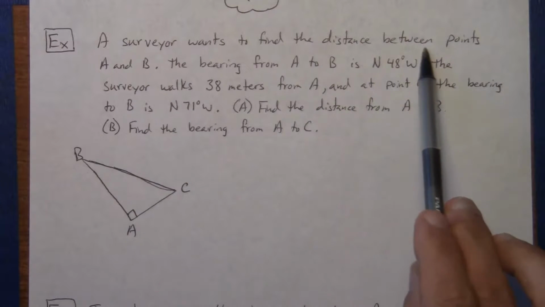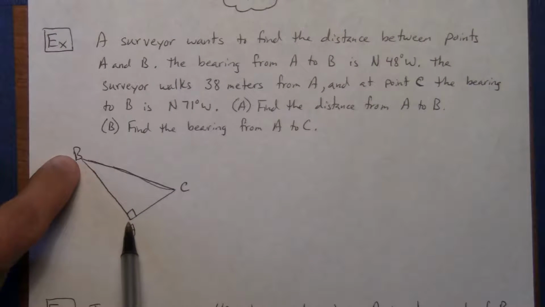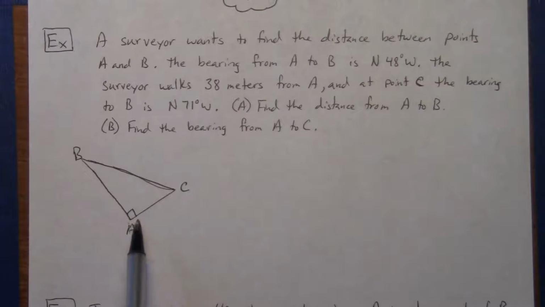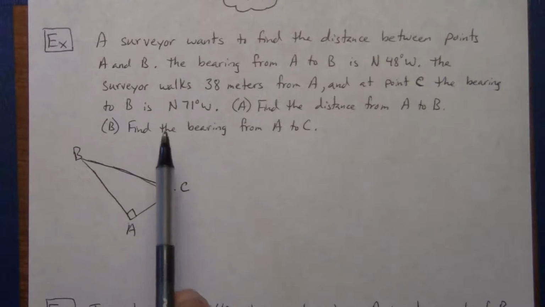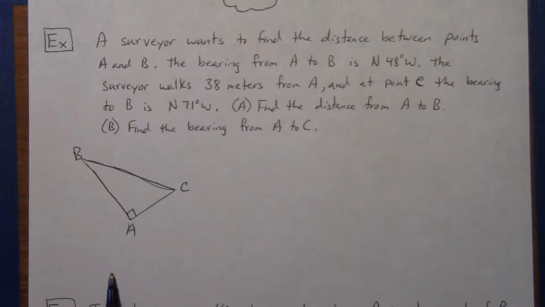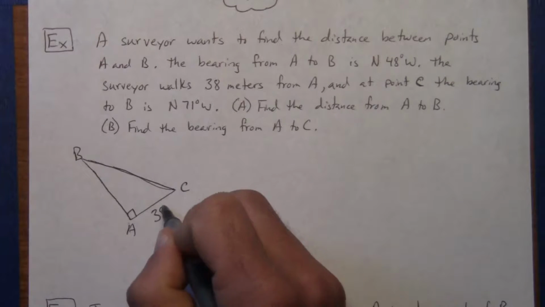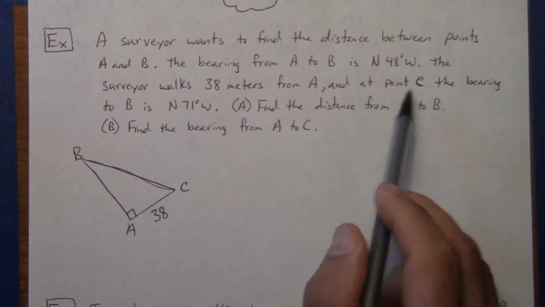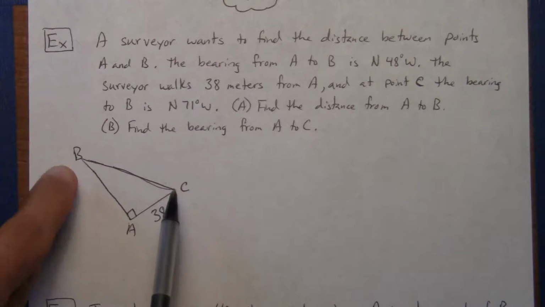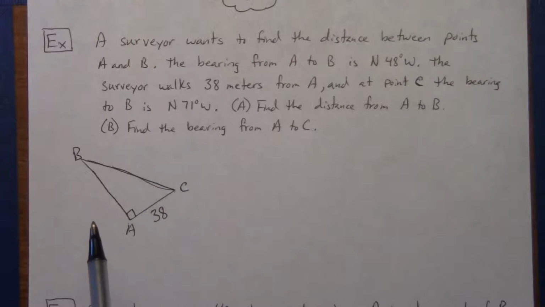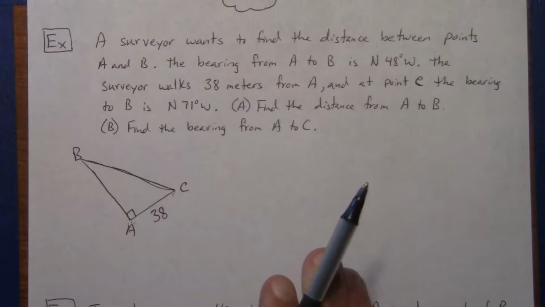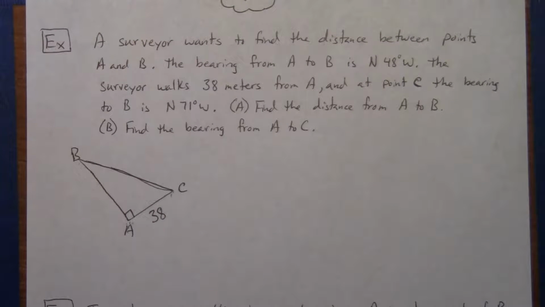It says a surveyor wants to find the distance between points A and B. The bearings from A to B are north 48 degrees to the west, and the surveyor walks 38 meters from A to point C. So they're saying this is 38 meters. And it says the bearings from C to B would be north 71 degrees to the west. It wants you to find two things: the distance from A to B, and then the bearings from A to C. So again, almost identical to what you have in problem number 33.